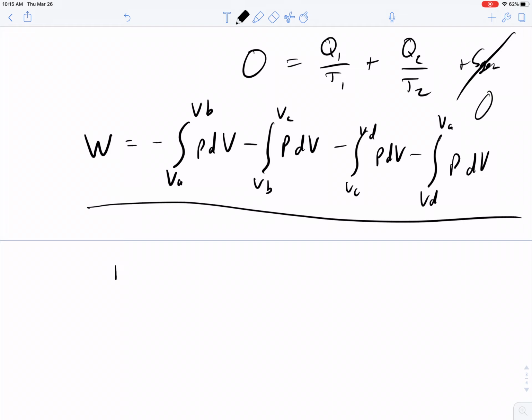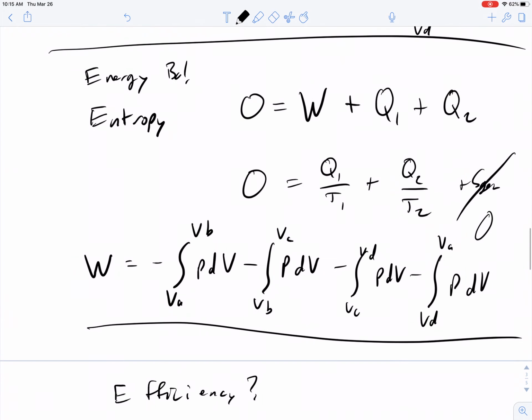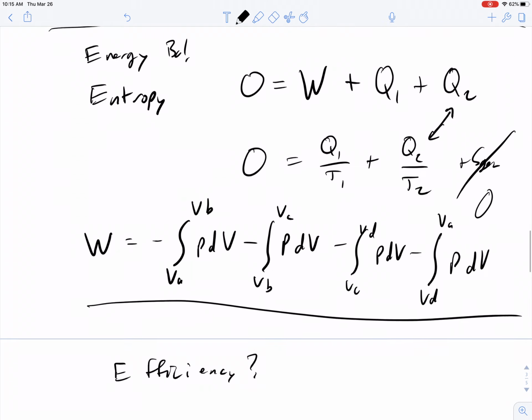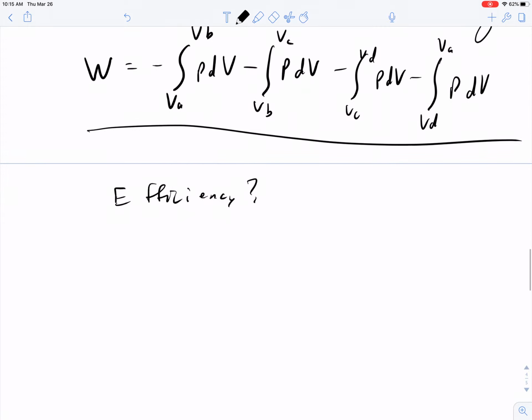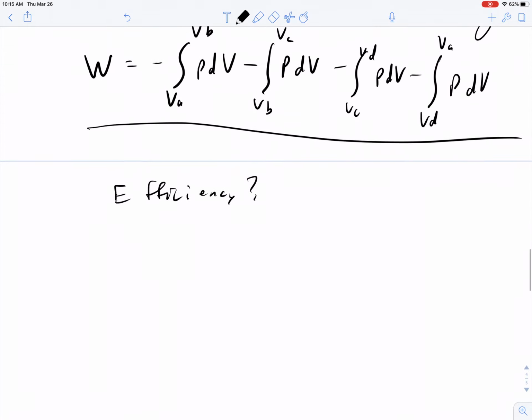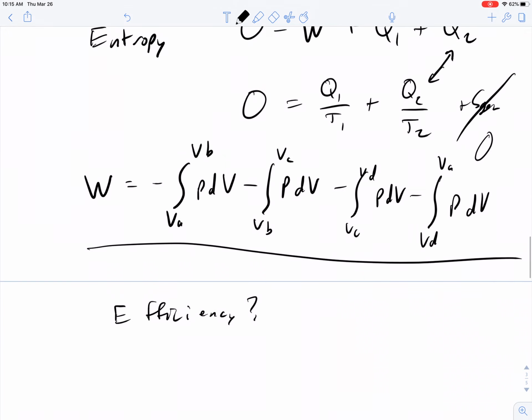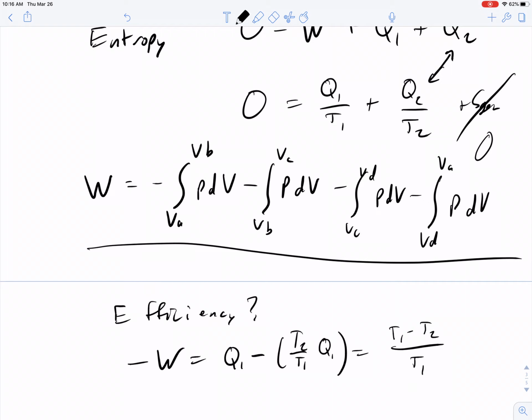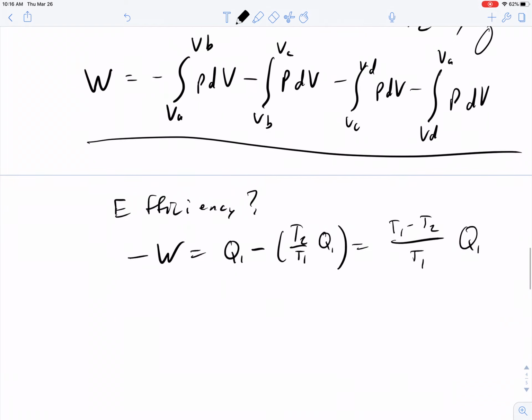So what is the efficiency here? Well, solving for Q2, substituting Q2 in for Q2 of our energy balance equation gives us a relationship that we've seen before. So doing this process, this gives us minus W equals Q1 minus T2 over T1 times Q1 equals T1 minus T2 all divided by T1 times Q1. We've seen this before for our best possible engine.